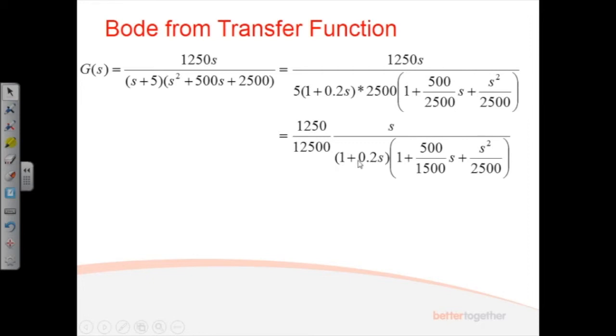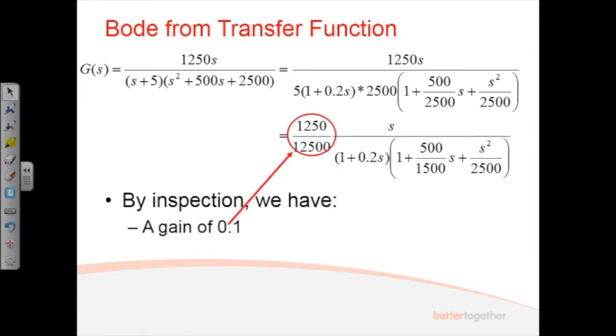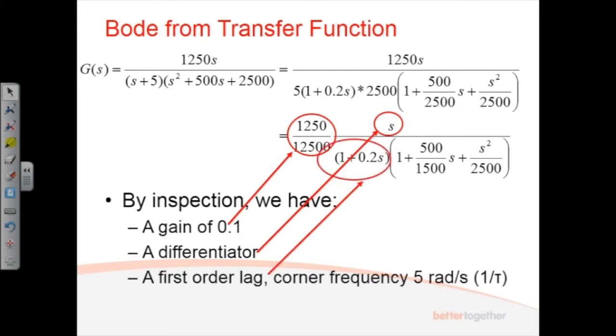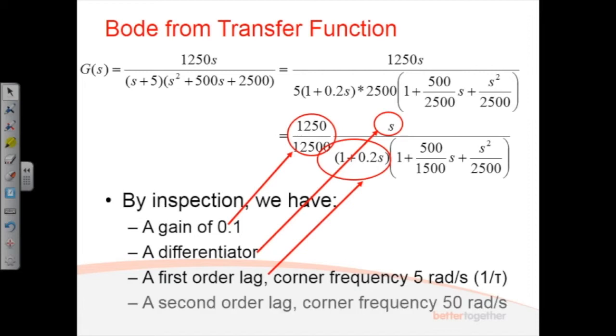So what I've ended up with is a gain of 0.1. There's a differentiator in there, isn't there? It's an S term by itself. There's a first order lag with a corner frequency of 5 radians per second, and a second order lag with a corner frequency of square root 2,500, which is 50 radians per second. So by putting things into the standard form, it's quite easy then to identify what we've got.